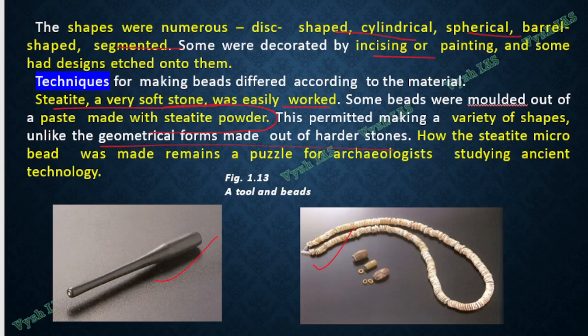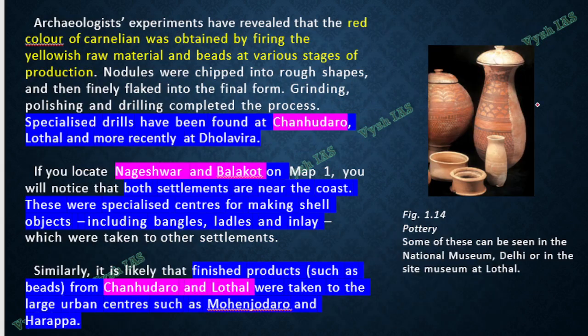Archaeologists have already discovered all of these things. If you see, beautiful pottery like this was discovered and has now moved to the National Museum, Delhi. This picture is actually from Lothal, which is in Gujarat. The red color of carnelian was obtained by firing the yellowish raw materials and beads at various stages of production. Originally carnelian is yellow, but when you heat it at different levels, it slowly becomes red. So when you need red color in your pottery or beads, you use this yellowish raw material and heat it at different levels. They were experts in that.